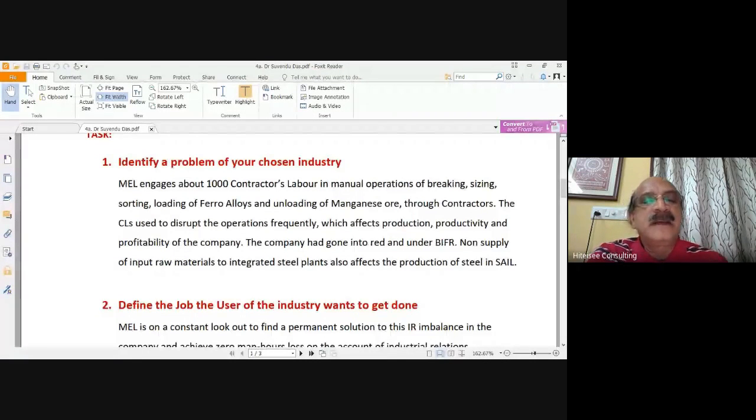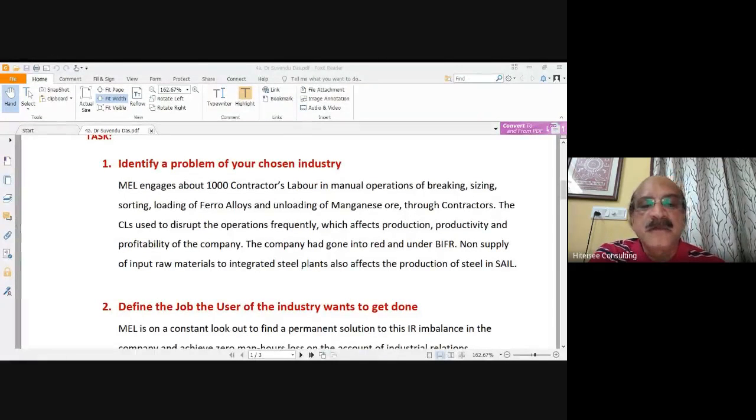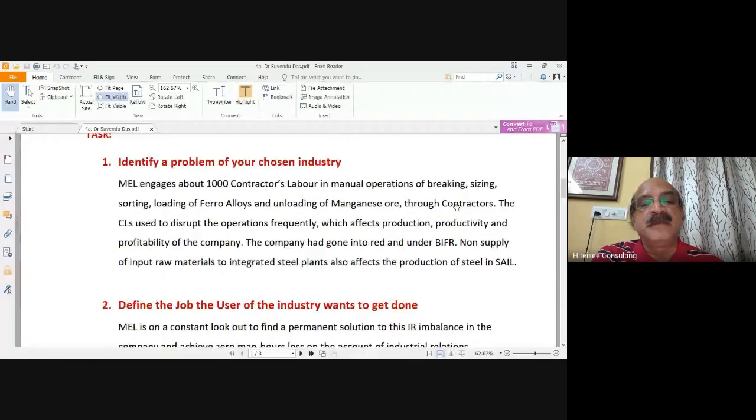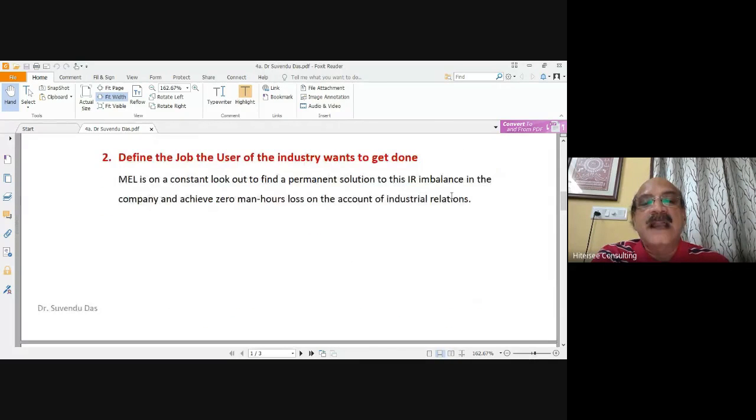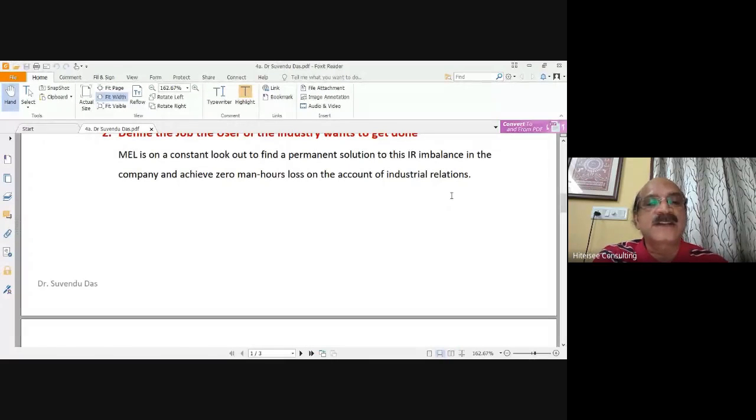for a lot of time, the contractors, who were used for breaking, sizing, sorting, and loading of ferroalloys into railway wagons, used to disrupt the operations frequently, which affected the production, productivity, and profitability of the company. Because of this and various other technological and economic factors, the company had become sick, it went red, and it went under the BIFR, the Bureau of Industrial Finance and Reconstruction. Timely non-supply to the steel plant also affected production.